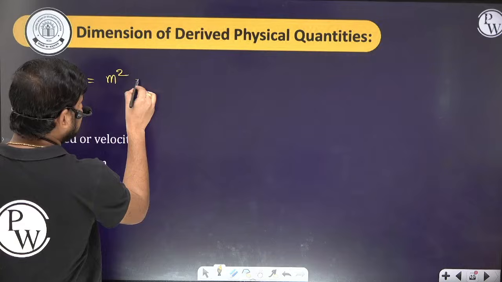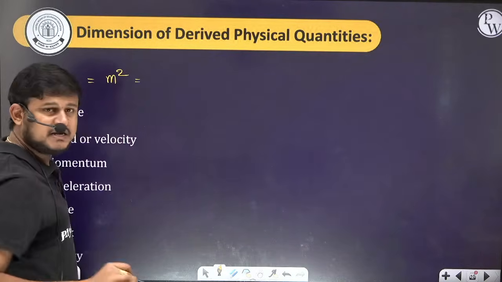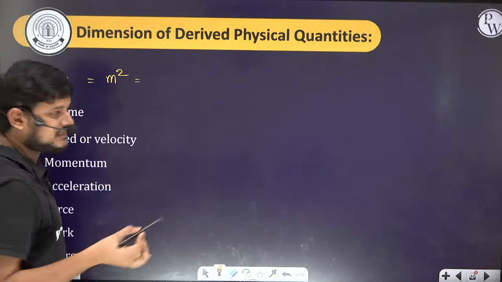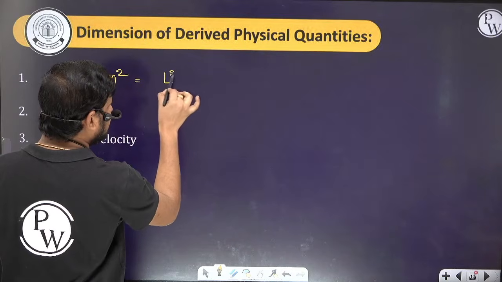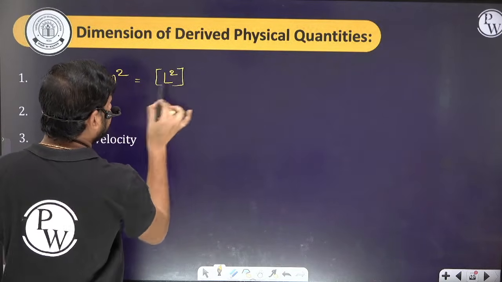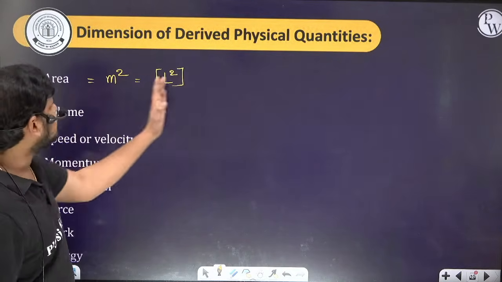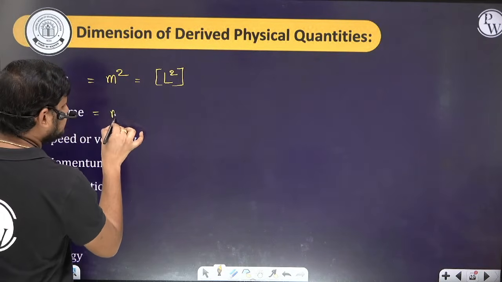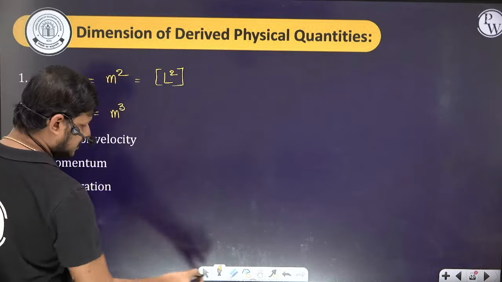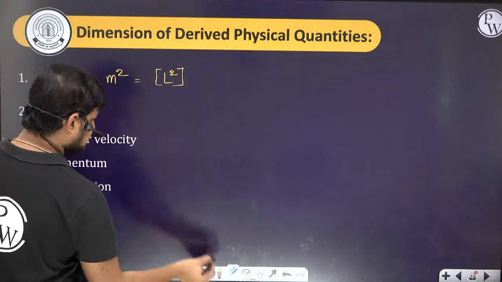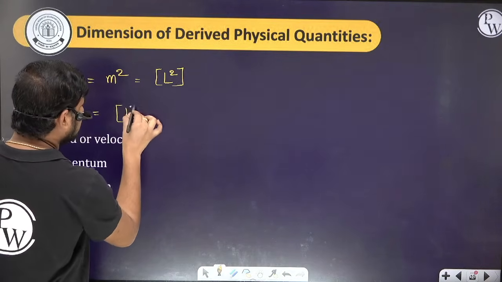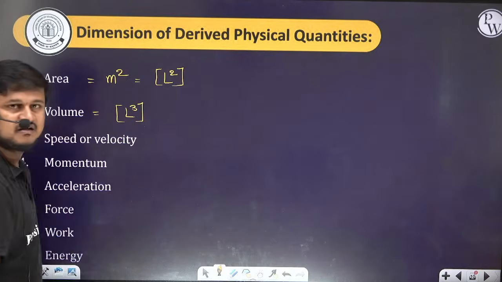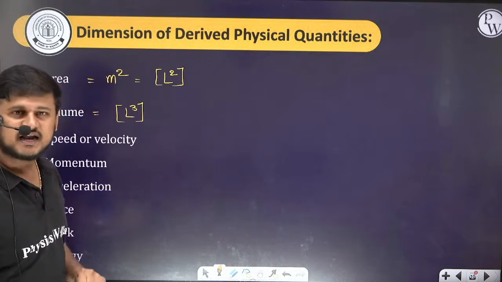So the dimensions for meter square: meter square means length, and length means L to the power 2. Shall I write? Yes or no? So these are the dimensions for area. Similarly, volume, which we write as meter cube, or directly as L cube, length into breadth into height, L cube, right?